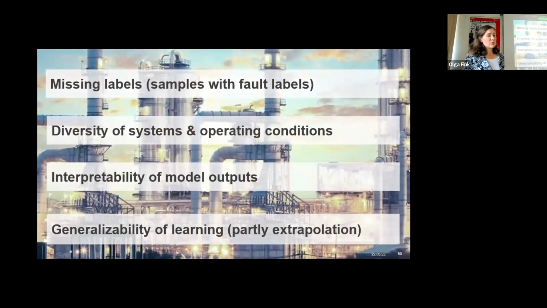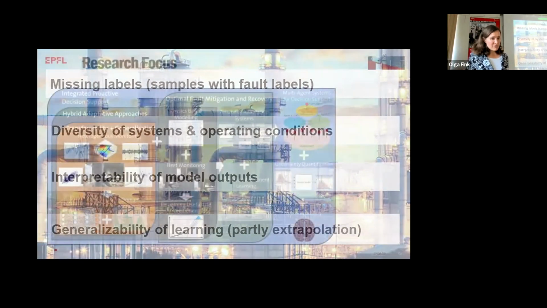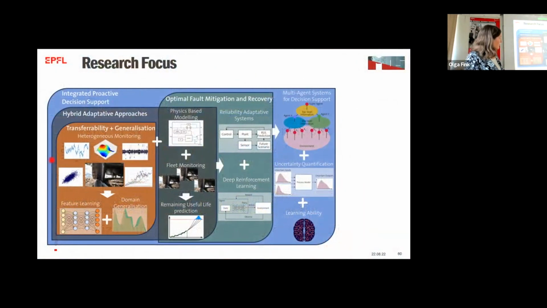These are the challenges that we aim to address. So we need to overcome the challenge of missing labels. We also need to have discharge trajectories, degradation trajectories that we need to use for training. We are facing the challenge of the very diverse operating and system conditions, and we need to make our models better interpretable for the decision makers and to make them as generalizable as possible. What I presented to you is particularly in the core of our research. These are the first two layers that I presented to you.